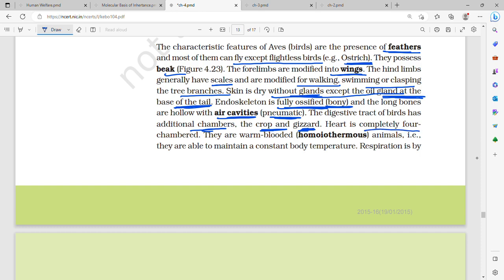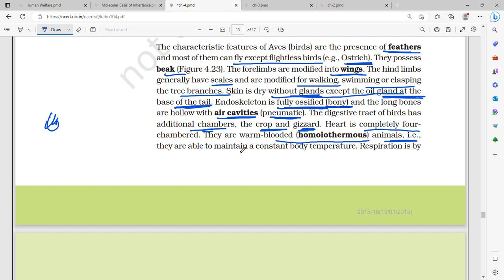Then heart is completely four-chambered. They are warm-blooded, homeothermous. Till reptiles, they are poikilothermous or cold-blooded, whereas these are warm-blooded. They can regulate their body temperature. They are homeotherms, just like mammalia. They are able to maintain a constant body temperature.